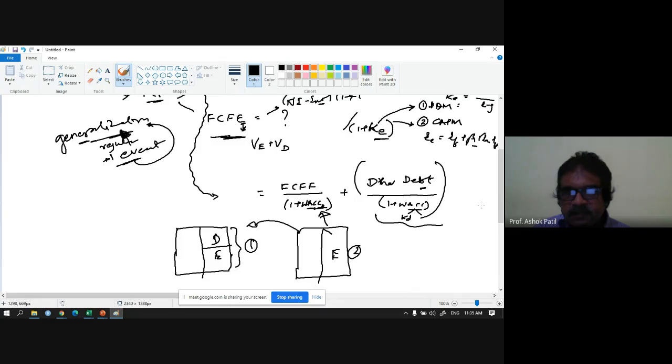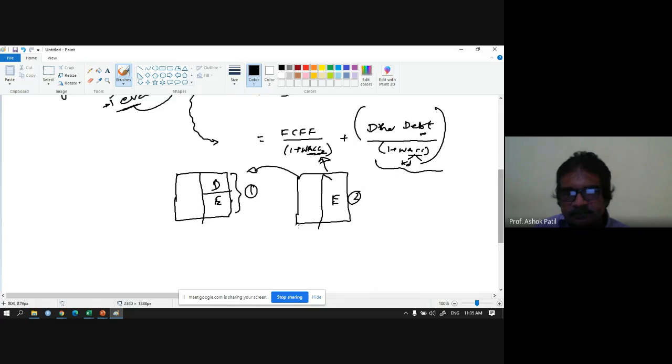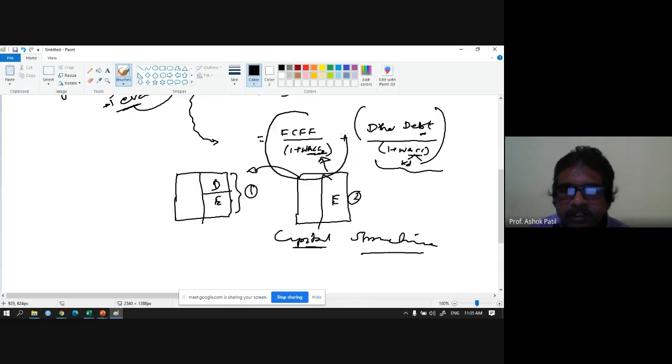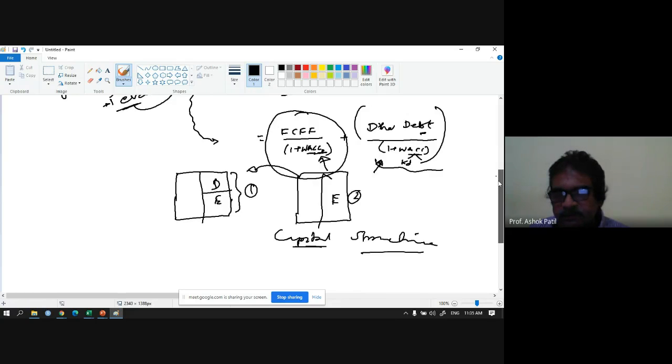This concept was dealt with in the capital structure theories. Remember, that is a part of capital structure. If I change the capital structure, what happens? This part, which is all equity, no debt, what is my value? With debt, what is my addition to the value? And that's how the FCFF here is done.